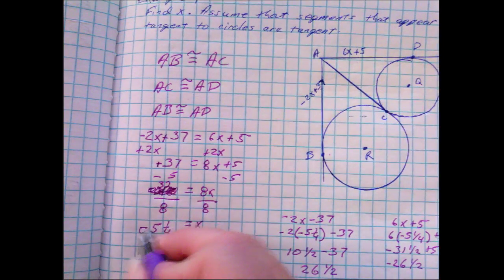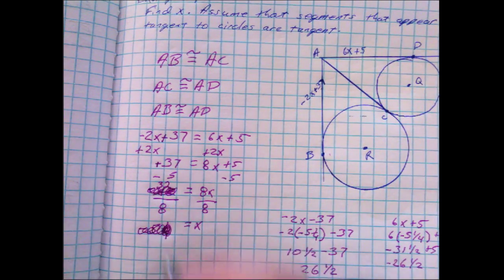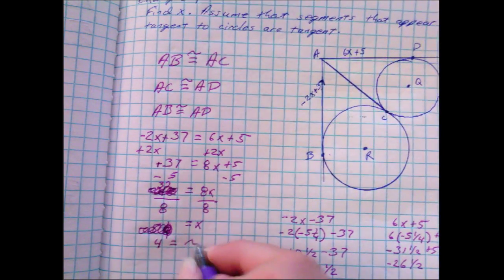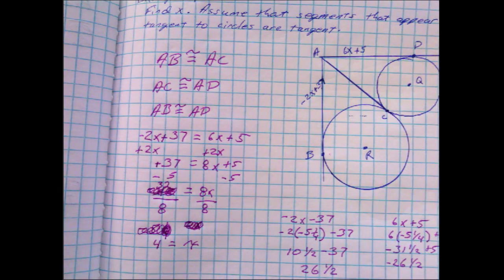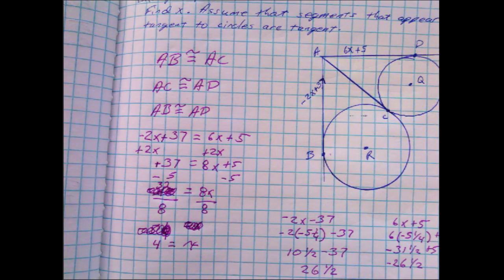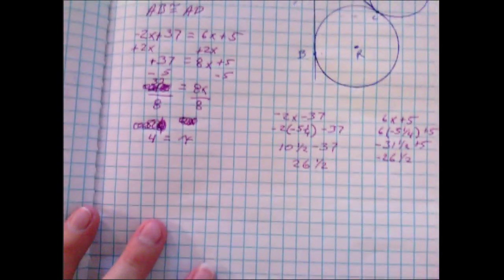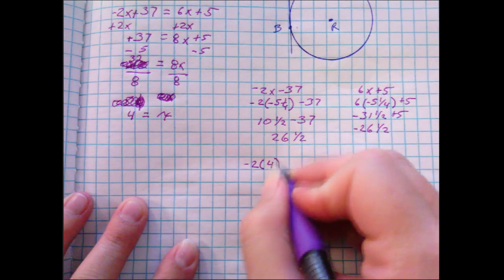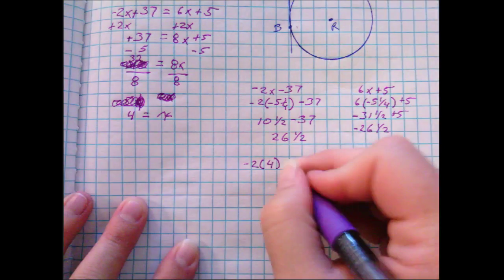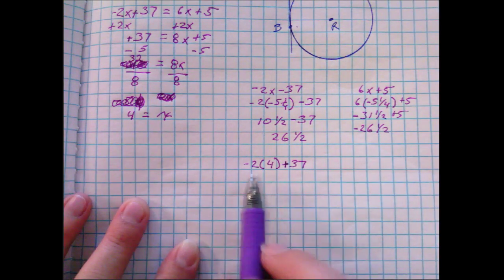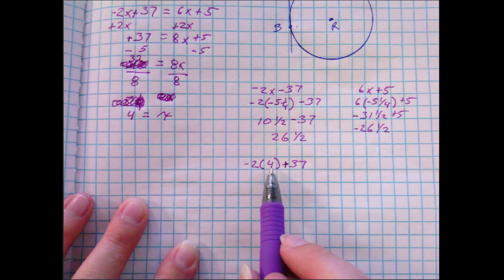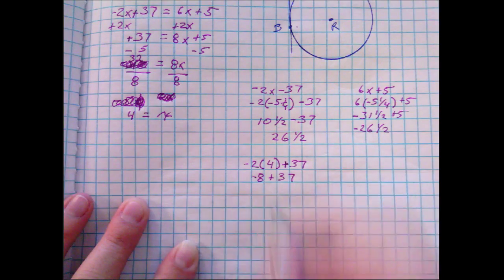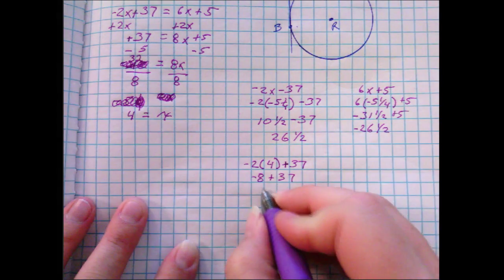So 32 divided by 8 would give us 4 equals our x. Okay, so now again we're going to come over and check our work and see if this works this time. So again we have a negative 2 times 4 minus 37, or excuse me, that should be plus 37. So a negative 2 times 4, it's a negative 8 plus 37. So then we end up with 29.